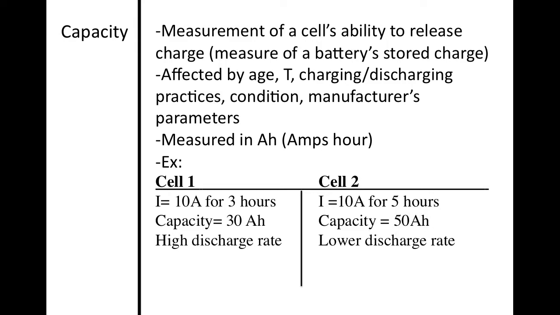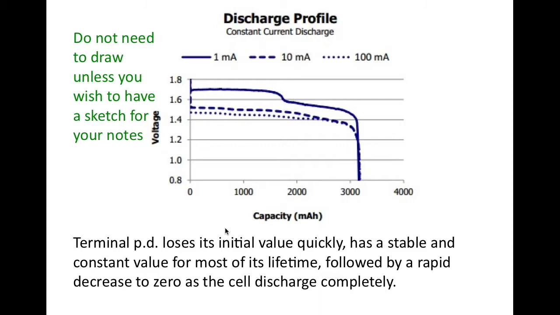And this means that cell 1 has a higher discharge rate than cell 2 and will not last as long. Because there is a variance of the capacity, there can be a varied level of discharge from a cell. It is important to know that terminal potential difference loses its initial value quickly, has a stable constant value for most of its lifetime, until it is followed by a rapid decrease to 0 as the cell discharges completely.